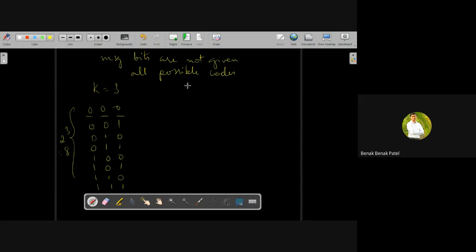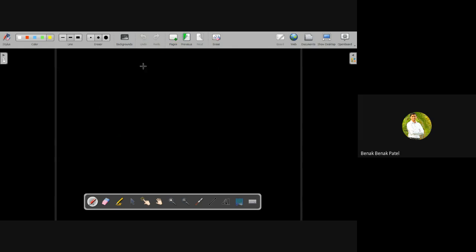Because they have not specifically given any message bits, we'll try to write all the possible input messages, and we'll make them go through this matrix multiplication. So we know that I can get this C by multiplying the input message with the generator matrix.